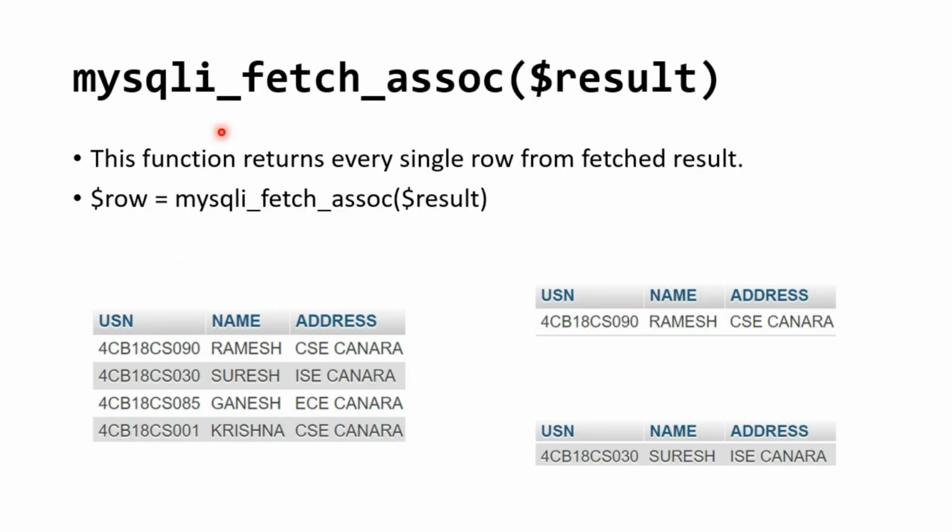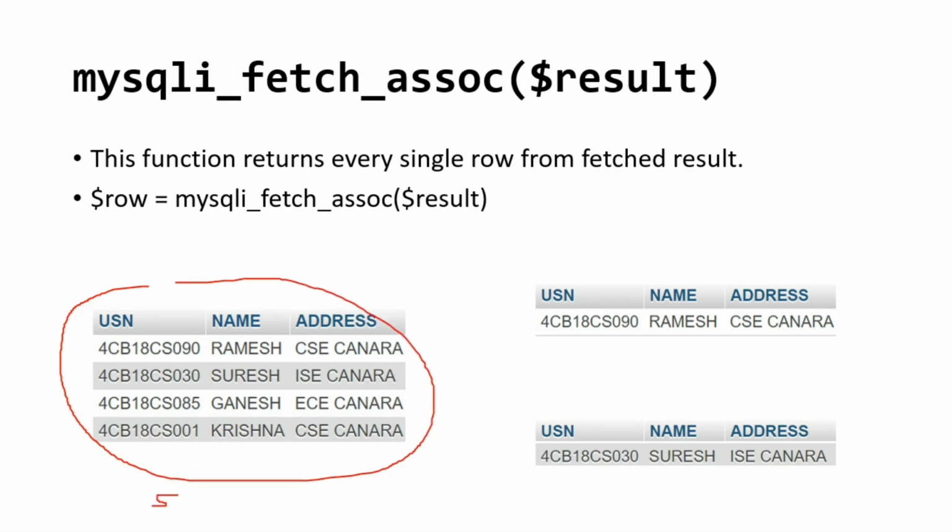Now the most important function is, once you fetch the result, we must know that when multiple rows are fetched from the table, it will look something like this. You can see here, this is a table. I'll mark this. So this is the result, $result. What is this $result? It is the result after executing the select star from student query.